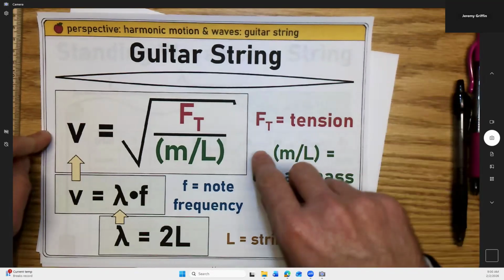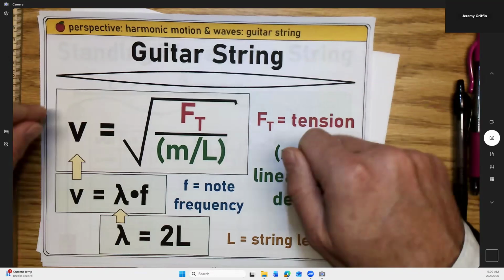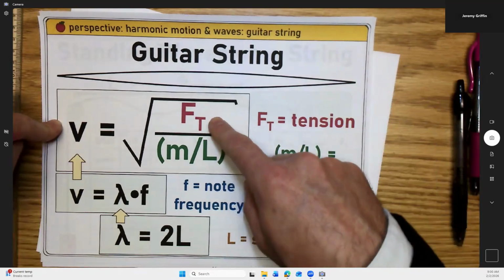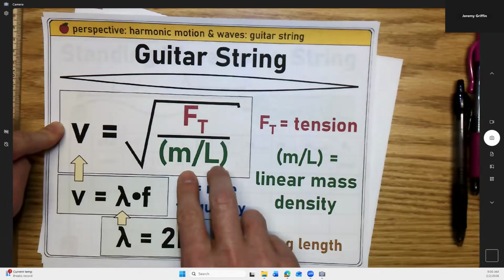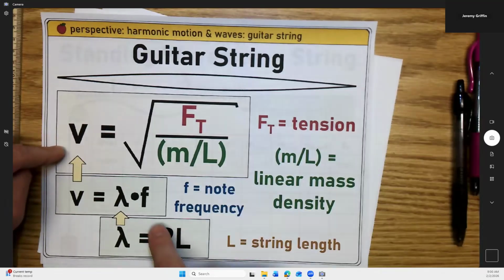You guys ever tune a string instrument? Like turn the tuning peg, make it tighter or looser. So you're changing this tension right here. Here's the linear mass density of the string.